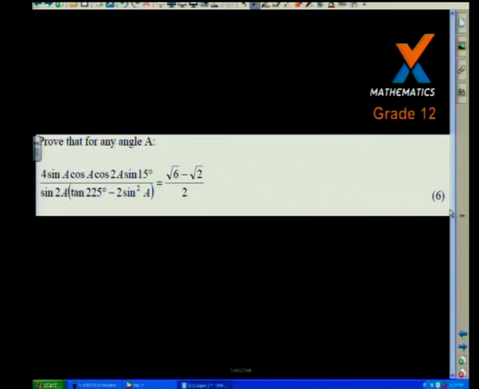We've got to prove that for any angle A, 4 sine A cos A times cos 2A sine 15, all divided by sine 2A, and then open brackets, tan 225 minus 2 sine squared A, and then you close your brackets, is all equal to root 6 minus root 2, all divided by 2. Okay, guys, so this is your challenge question for those of you who have been asking for one.